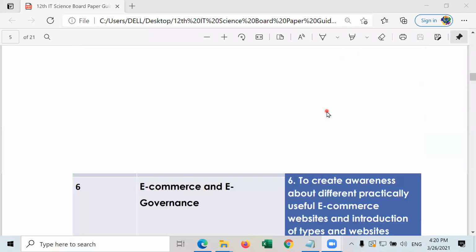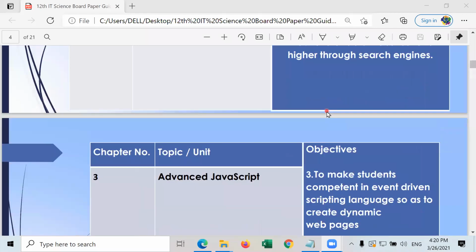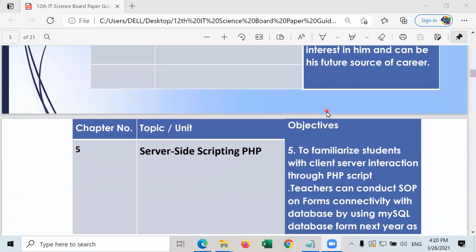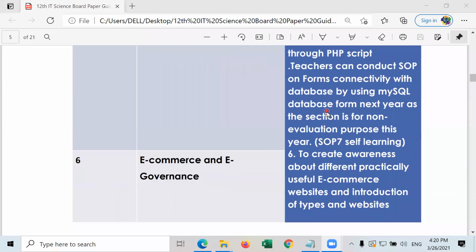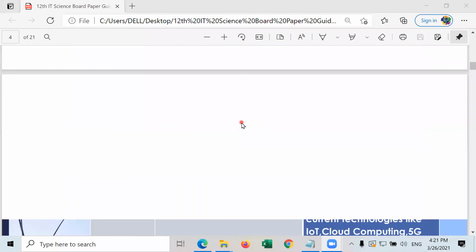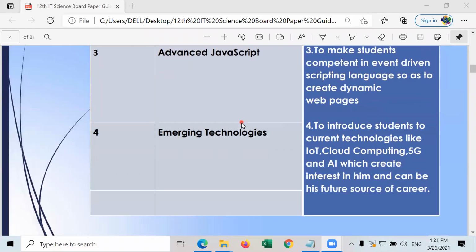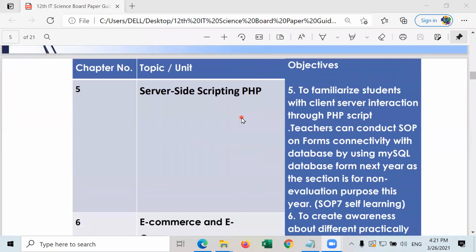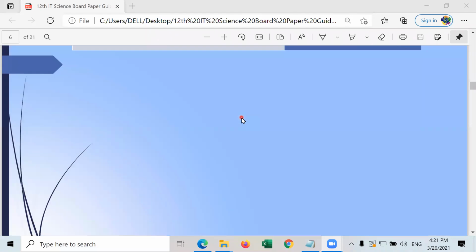So I repeat, chapter number 2, chapter number 4, and chapter number 6 are scoring chapters. These are very easy chapters. And chapter number 1, 3, and 5 are technical chapters. You can score in these chapters, but you have to study hard. You cannot skip any chapter. You have to study all the chapters for exam.